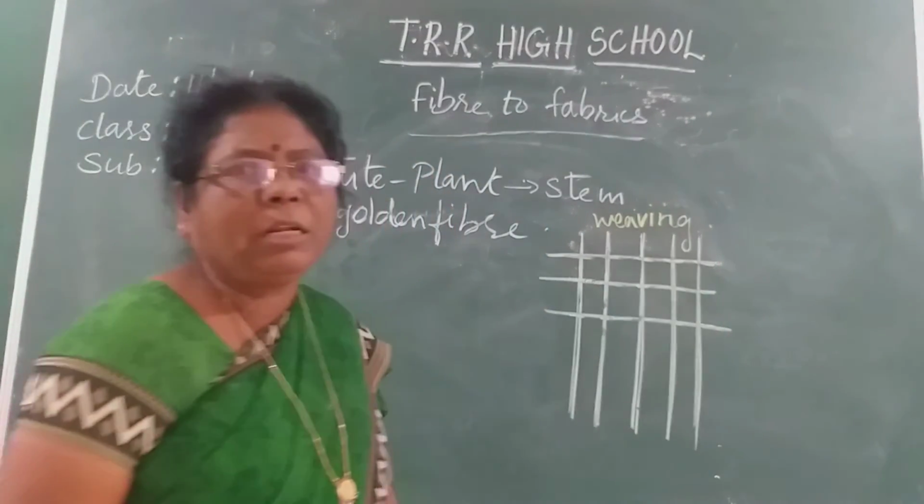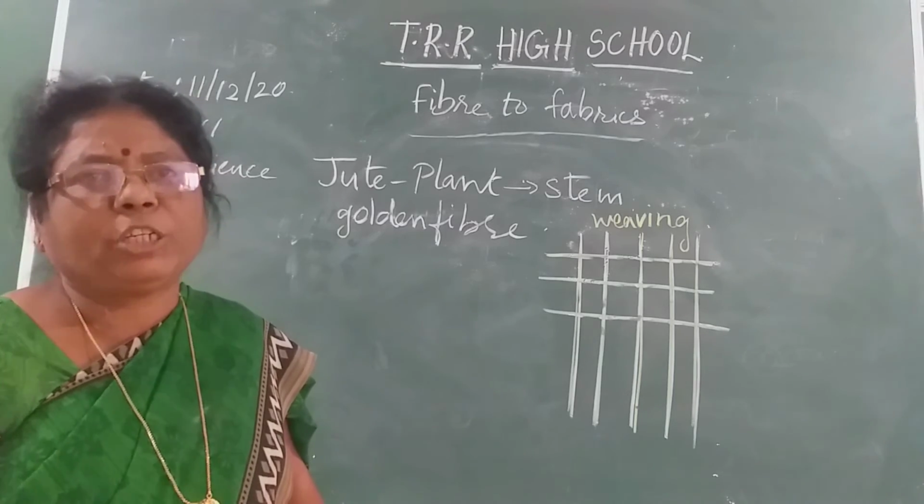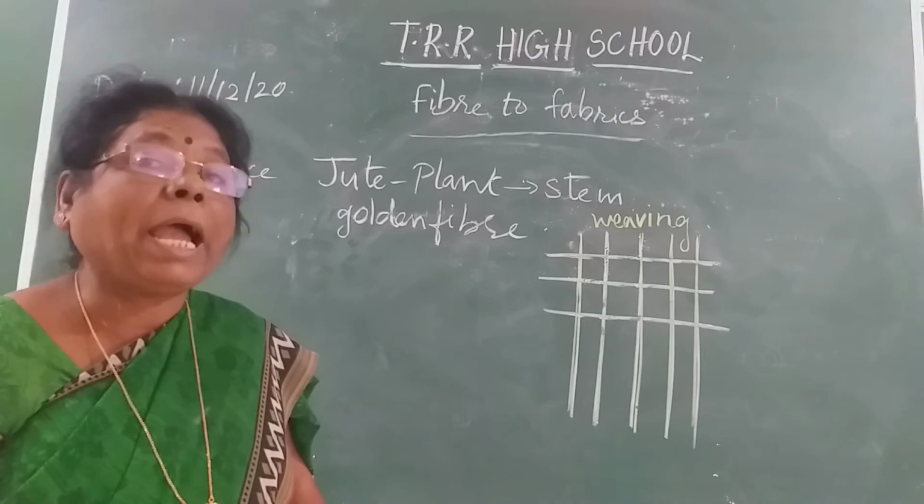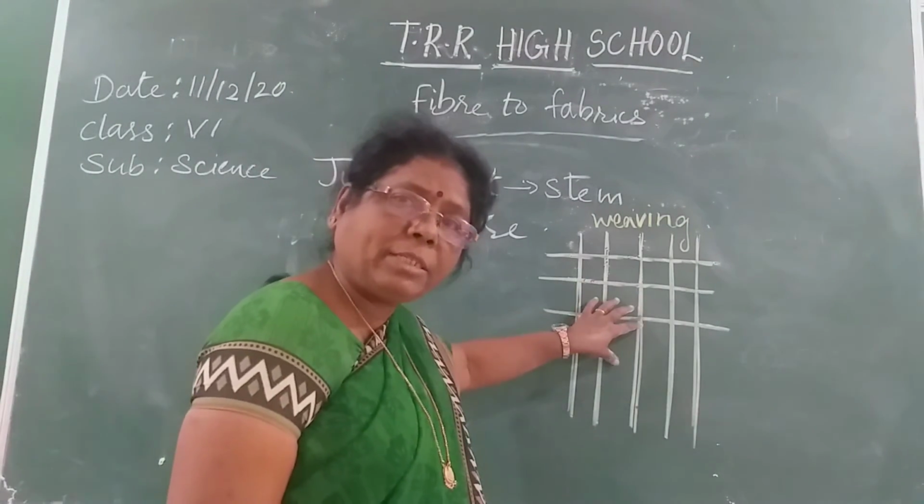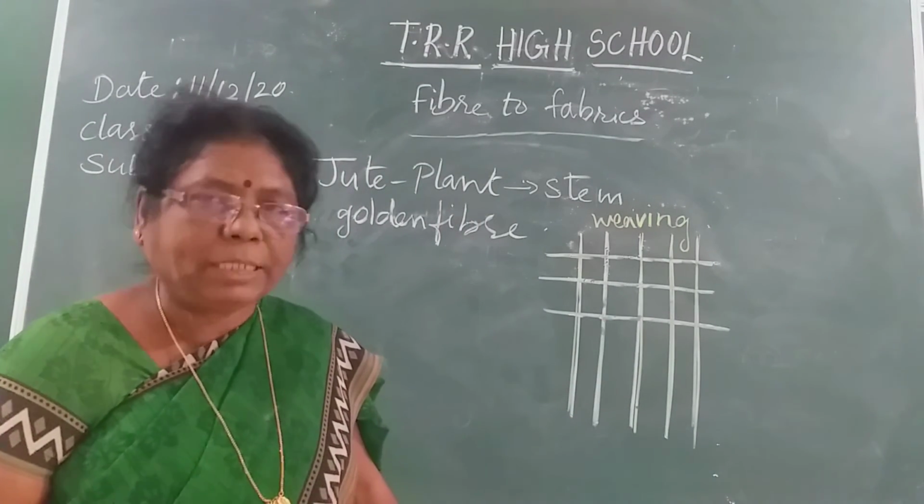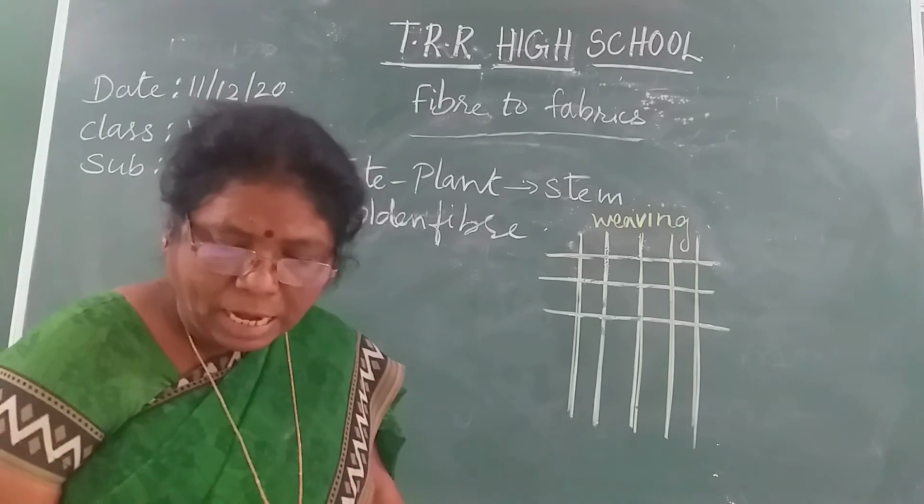Weaving will be done by manpower and by using machines also. Weaving done by manpower is called handloom. And the weaving done by machinery is called power loom, which works with electricity, which is run by electricity.